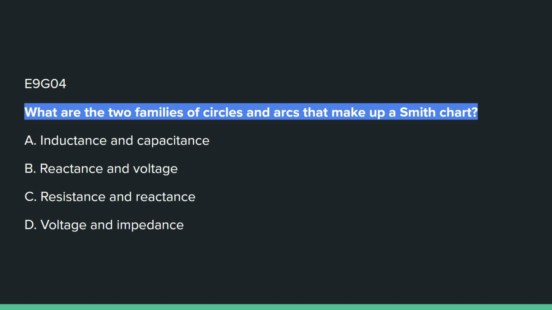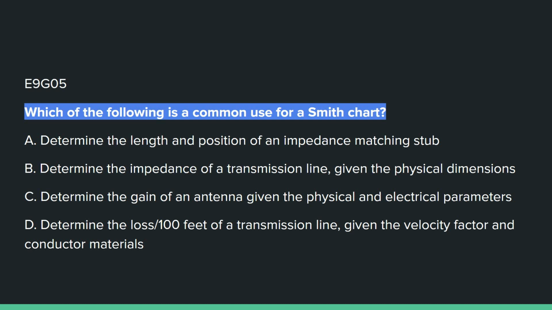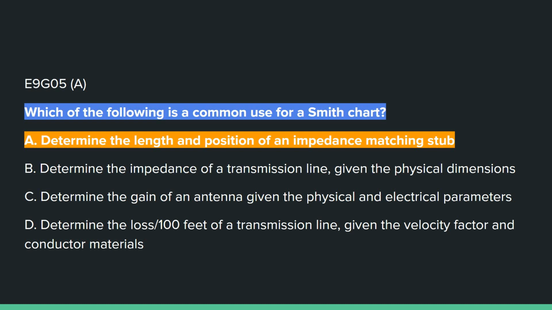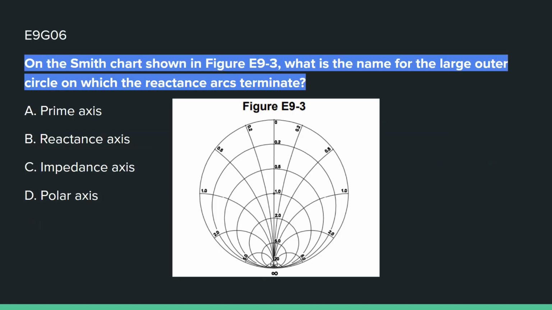E9G04, what are two families of circles and arcs that make up the Smith chart? That's C. Resistance and reactance. E9G05, which of the following is a common use for a Smith chart? A. Determine the length and position of an impedance matching stub. E9G06, on the Smith chart shown in figure E9-3, what is the name of the large outer circle on which the reactance arcs terminate? That's B. Reactance axis.